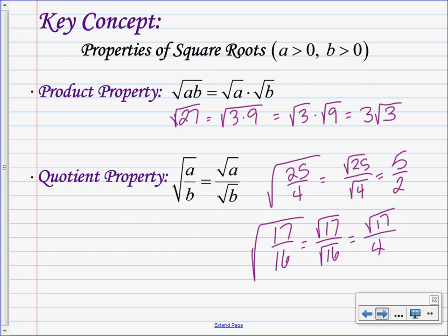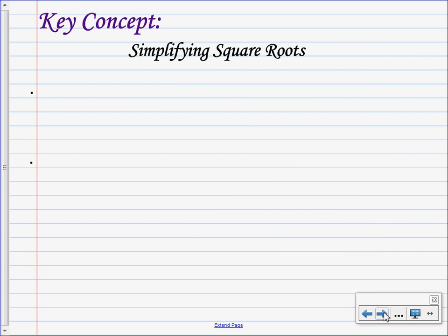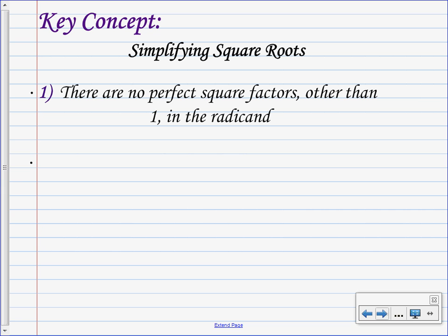Done? Okay. So the next one we're going to talk about is simplifying square roots. Okay? In your book, they don't really have this as a key concept, but you really need to know how to do it since that's what we're doing. We're simplifying square roots today. So we're going to talk about it. There's two things you have to know when we're simplifying. The first one is that there are no perfect square factors other than 1 in the radicand. So inside the square root, there can be no perfect squares other than 1.